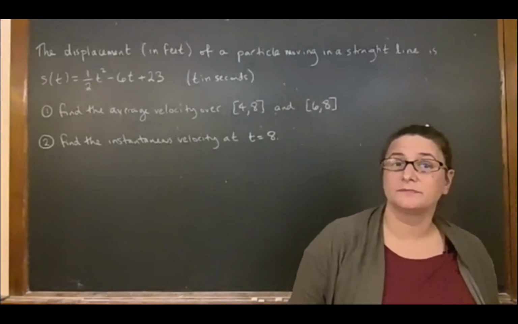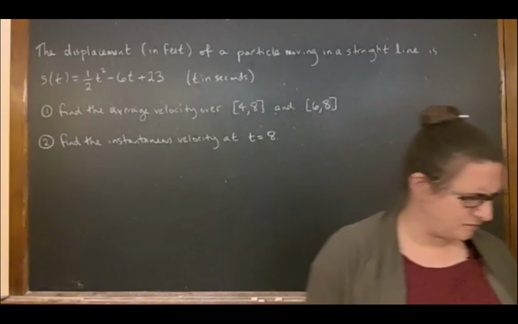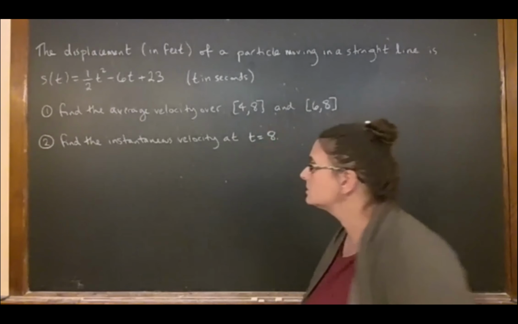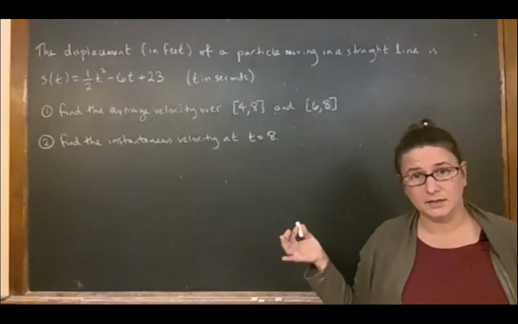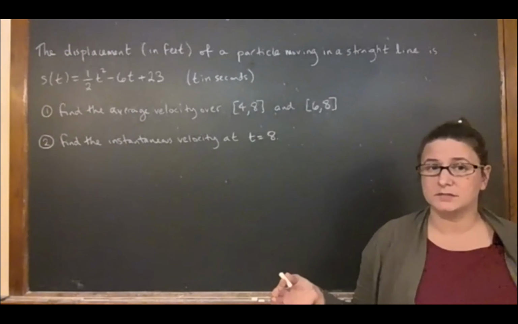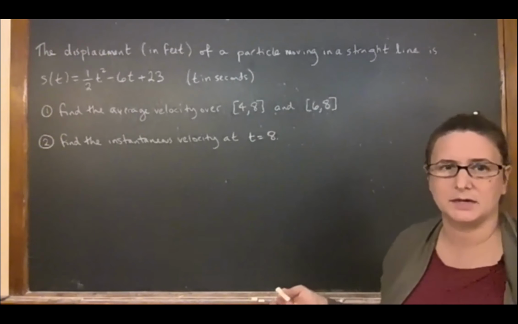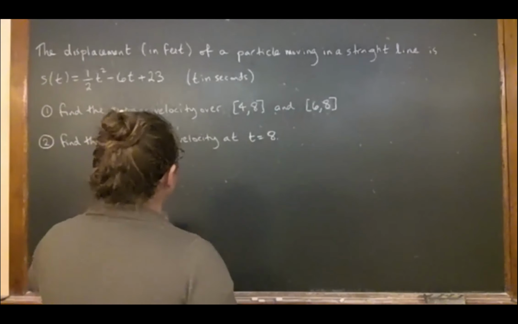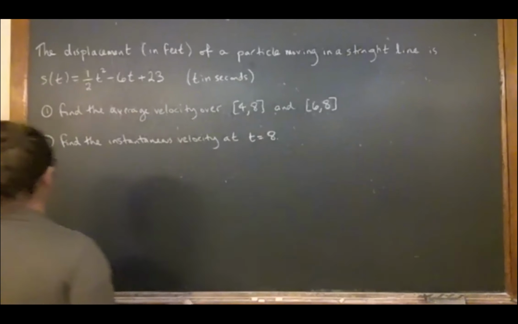Our next example is a velocity problem. I particularly picked this one, I think it's number 14 in section 2.7 in the book, because it starts out by talking about the average velocity and then secondly asks about the instantaneous velocity. So the average velocity is just going to be that ordinary ratio, like we did back in section 2.1. So they give you an interval and you want to find the average velocity.